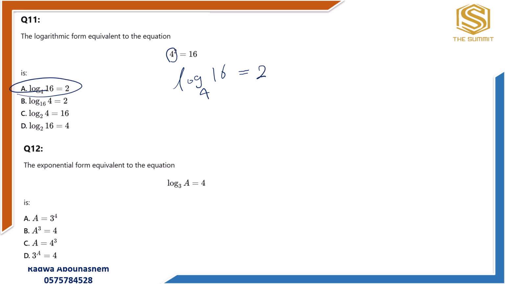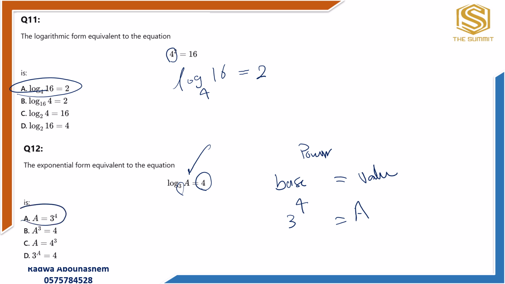The exponential form equivalent to the equation. Okay, good. Now, exponential form means base, power, equal to value, right? So where is the base? Base is 3. Where is the power? The power is 4. And where's the value? The value is 8. So a equal to 3 to power 4.